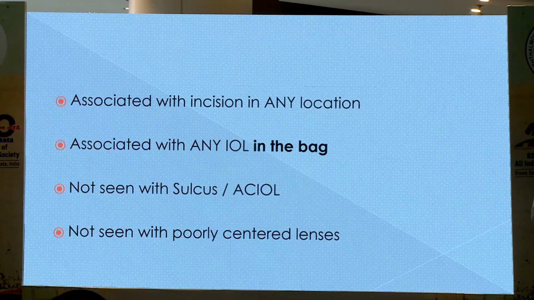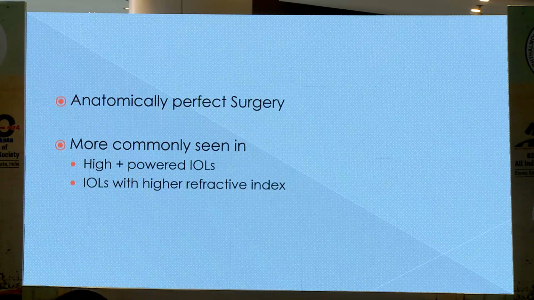This negative dysphotopsia is associated with any incision, temporal or superior. It is associated with any IOL which has been placed in the bag. It is not seen in sulcus or AC IOLs. It is not seen in poorly centered lenses. Basically, if a patient is complaining of this negative dysphotopsia, it's a pat on your back that you've done an anatomically perfect surgery. It is seen only in anatomically perfect surgeries. Otherwise, if it's imperfect, if the IOL is not centered, this is not seen. It is seen more commonly in higher powered IOLs as well as lenses which, as I already mentioned, have a higher refractive index.